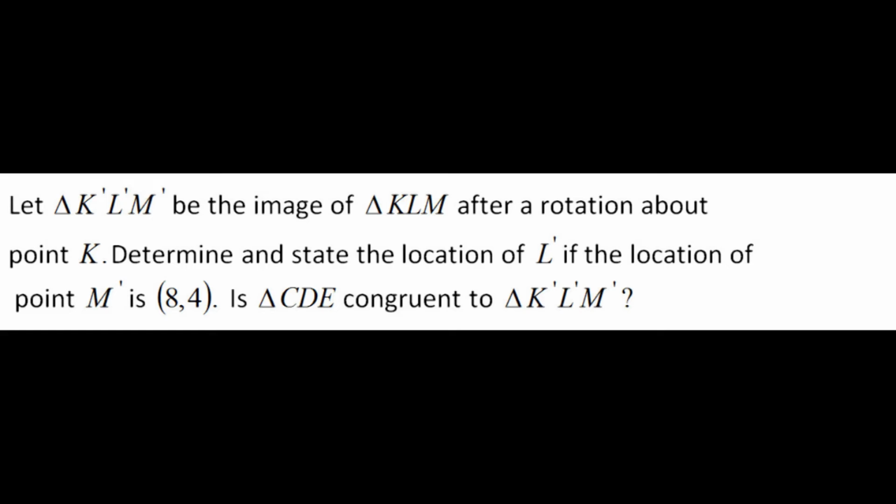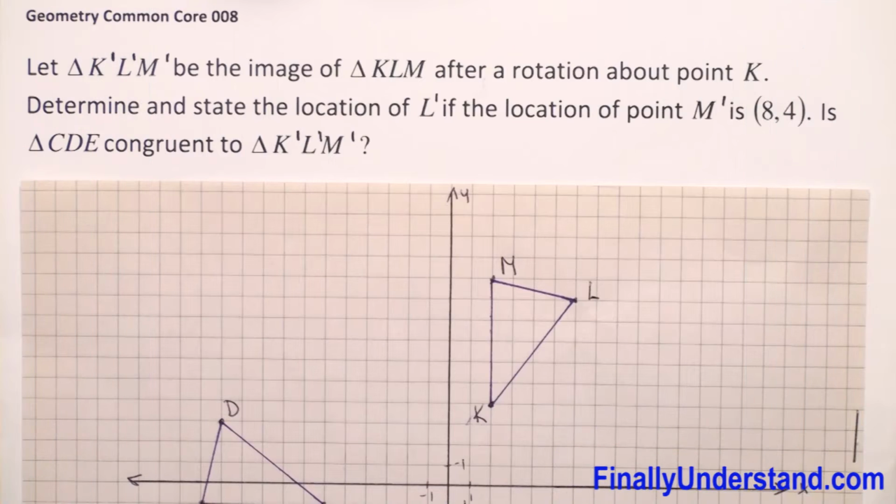Let triangle K prime L prime M prime be the image of triangle KLM after a rotation about point K. Determine and state the location of L prime if the location of point M prime is 8, 4. Is triangle CDE congruent to triangle K prime L prime M prime?